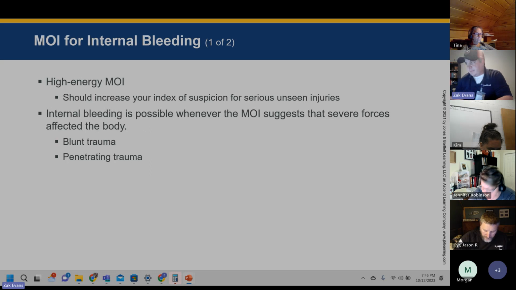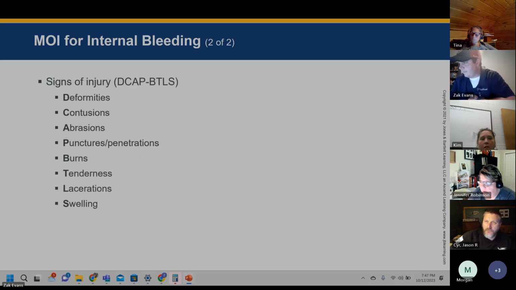One of the key places is the pelvis. Anyone want to take a guess on how much blood you can lose in your pelvis? All of it. That's the answer. You can lose all of your blood in your pelvis and in your abdominal cavity, and there's a chance that we would never see it on the outside unless you're really looking for those signs and symptoms, okay?